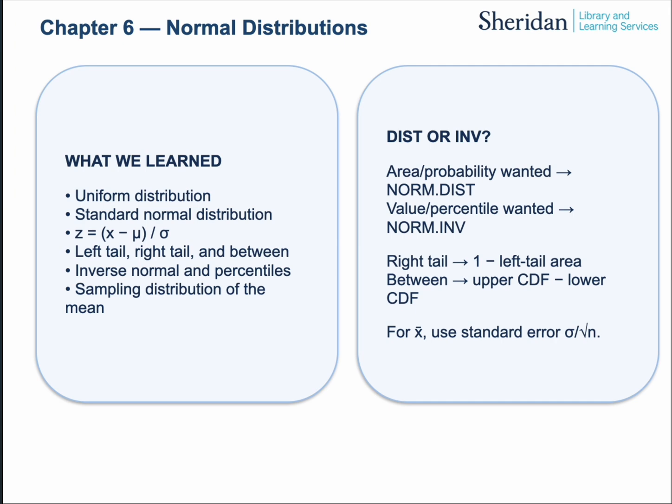Finally, toward the end of the chapter, we introduce the sampling distribution of the sample mean. This idea is extremely important because it prepares us for confidence intervals in the next chapter. Instead of looking at individual observations, we are now looking at sample means. The key difference is that the variability becomes smaller because we use standard error rather than the original standard deviation.